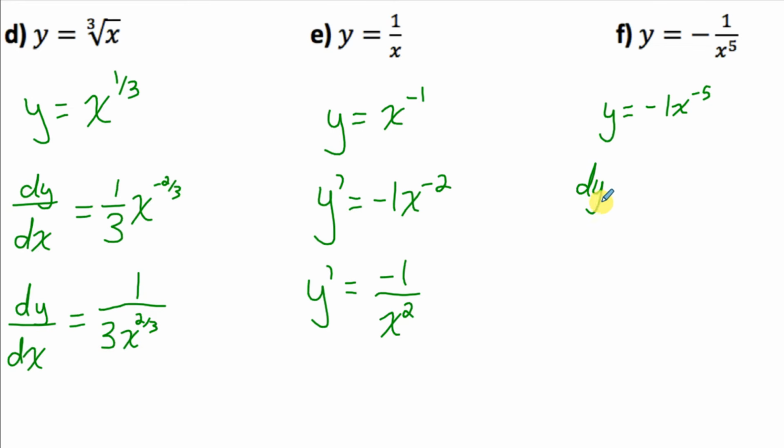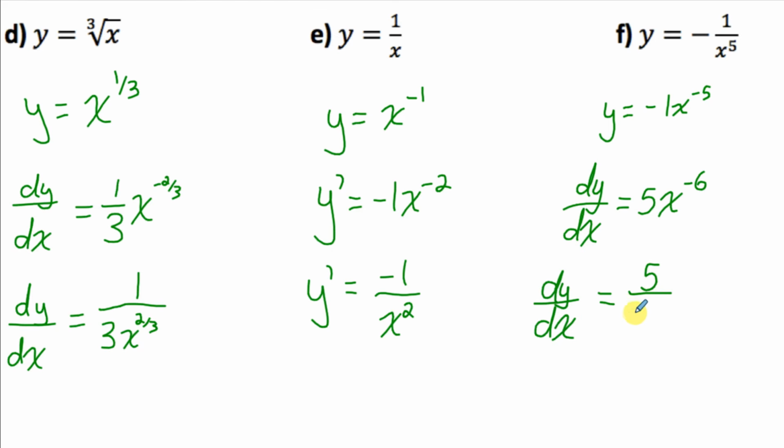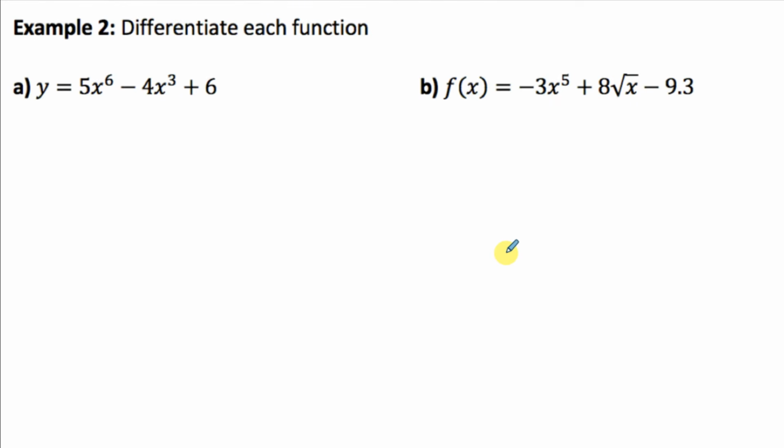Let me do dy over dx again. Equals, multiply the exponent by the coefficient. Negative 1 times negative 5 is 5. Keep the x, reduce its exponent by 1. Now take that power and move it to the denominator, and that changes the sign of its exponent. We have 5 over x to the 6. So we've done 6 derivatives now. All of them involve power rule.